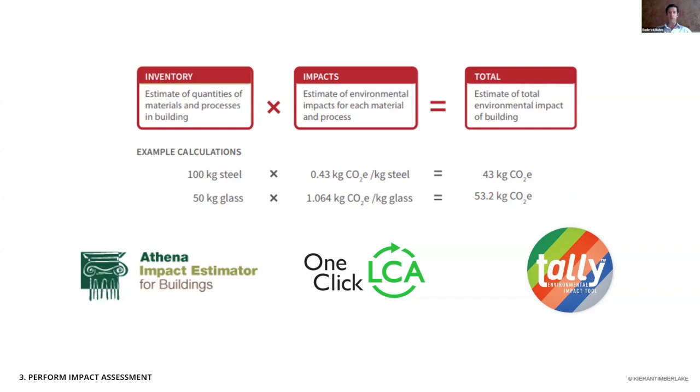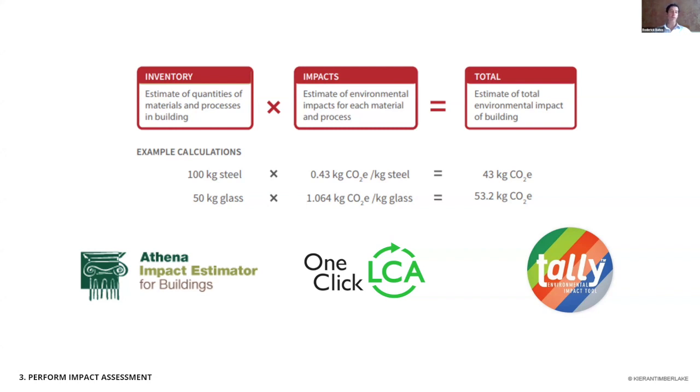The next thing you want to do is you want to sort of multiply, if you will, the impact of each one of those materials against that total quantity. So as an example of this, let's say you have 100 kilos of steel in your building, and you know that each kilo of steel has an equivalent embodied carbon of 0.43 kilograms, and you're going to have 43 kilograms of global warming potential in that particular building.